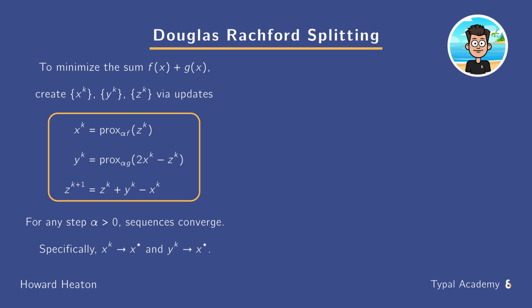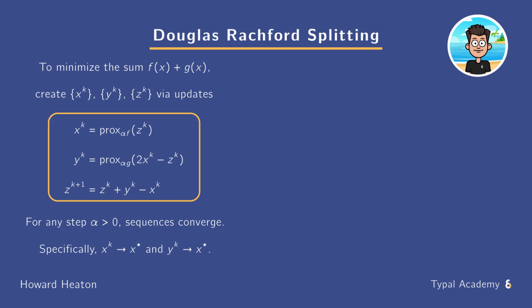Importantly, both xk and yk converge to a minimizer x star for any choice of step size alpha. The sequence zk also converges, and its limit is a point for which taking the proximal for f gives the minimizer x star.